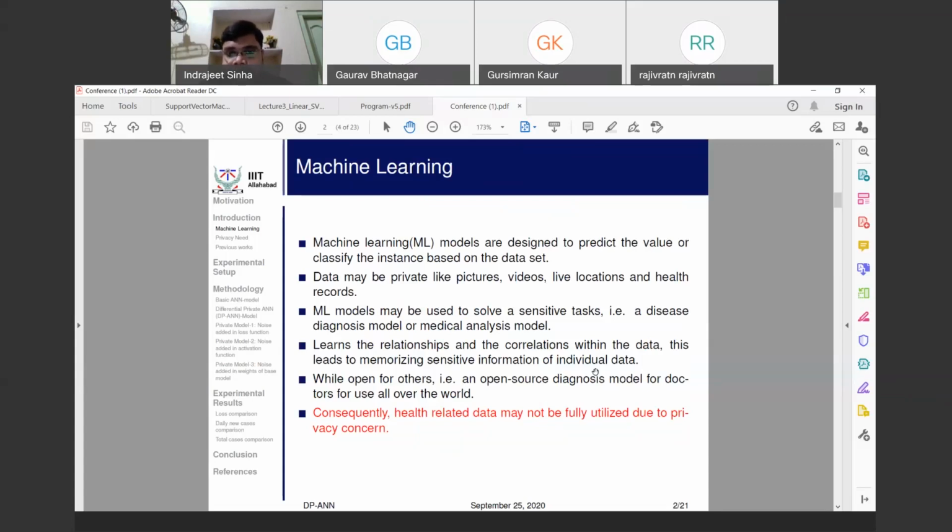In the health sector, these models are used to find relationships and correlations within the data, which leads to memorizing sensitive information of individual data during training of machine learning models. While these models are open for others to use, like a diagnosis model that doctors all over the world use, this privacy issue consequently prevents health-related data from being used efficiently. To make this information fully utilized, we introduced differential privacy in machine learning.